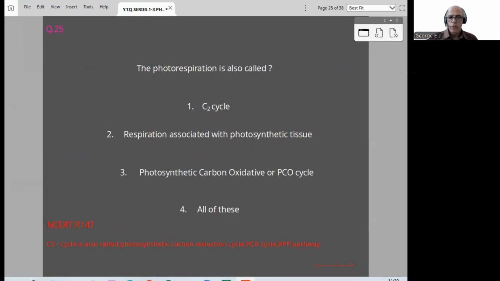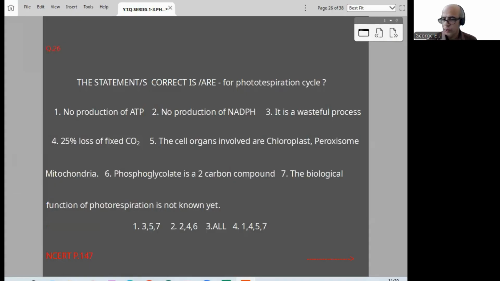Now 25. Water respiration is also called... All are correct. C2 cycle, respiration associated with photosynthetic tissue, photosynthetic carbon oxidation or PCO cycle, all are correct. While C3 cycle is popularly called photosynthetic carbon reduction cycle or PCR cycle or RPP, reductive pentose pathway. So option wise, it is 4.